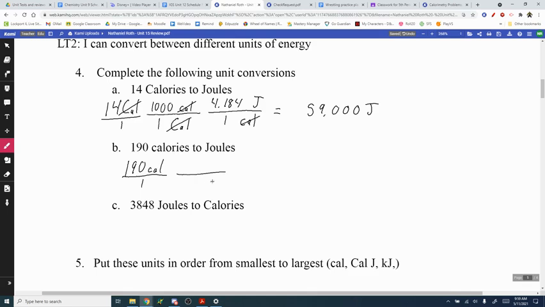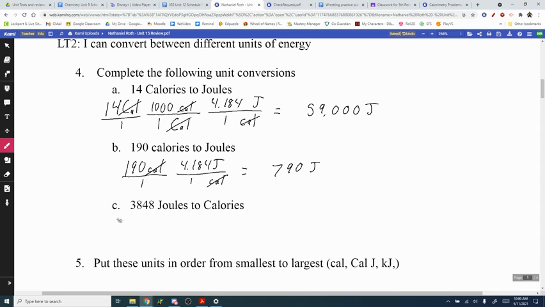So we do our first conversion factor, little calories. We can go right from little calories to joules. 1 little calorie per 4.184 joules. Little calories cancel out. We're left with joules. That is where we want to be. So we just do our math, and that turns out to be 790 joules.